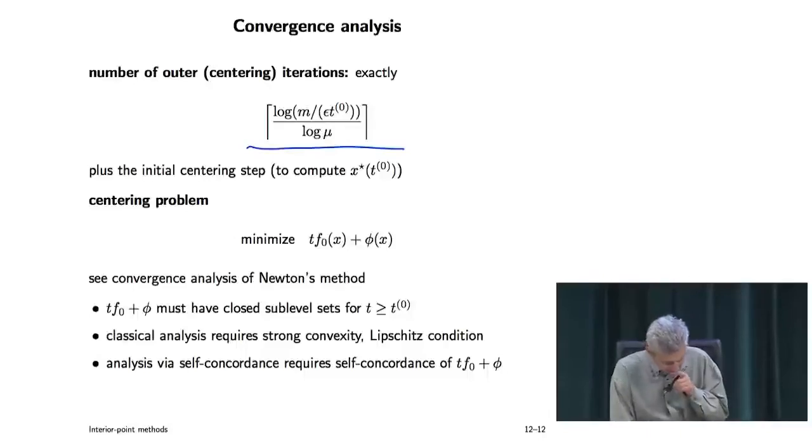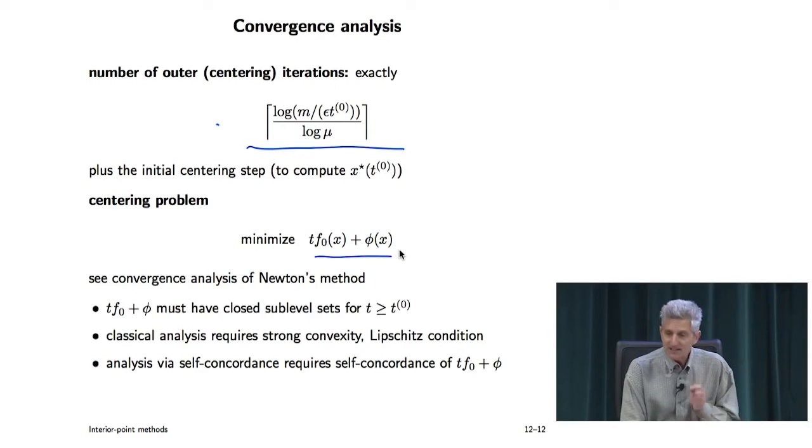Okay, we're going to see something amazing happens here, and it's very specific to the log barrier and so on. So this is the total number of outer steps you're going to do, obviously, and then you're going to multiply this by the number of Newton steps required to solve the centering problem, where t is mu times the previous t, starting from the solution when it was t.